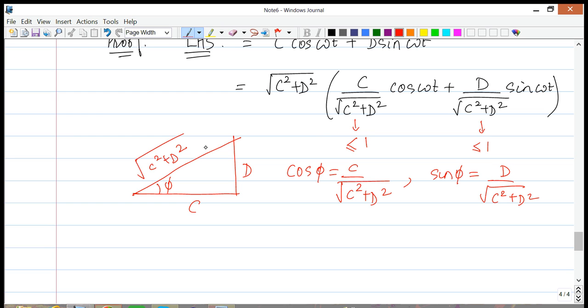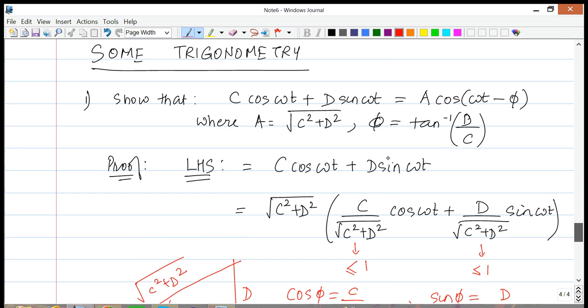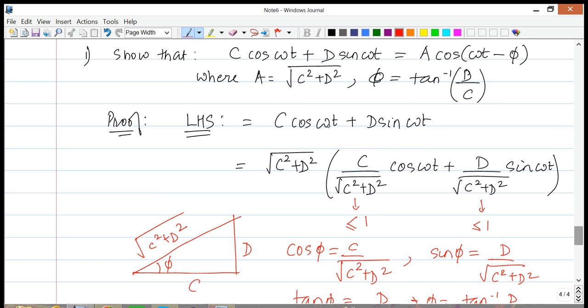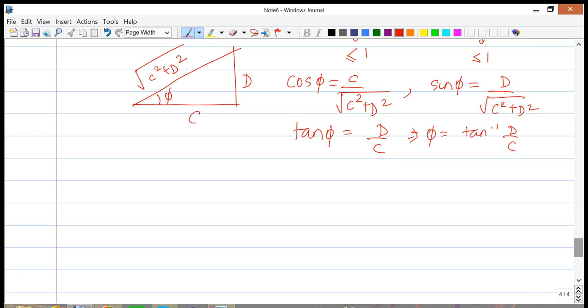And what we also know is that tangent of phi is equal to d over c, which implies that phi is equal to tangent inverse of d over c. Okay, so this is one part of the proof statement here where we had to show that phi was equal to all that. So we got that part there.